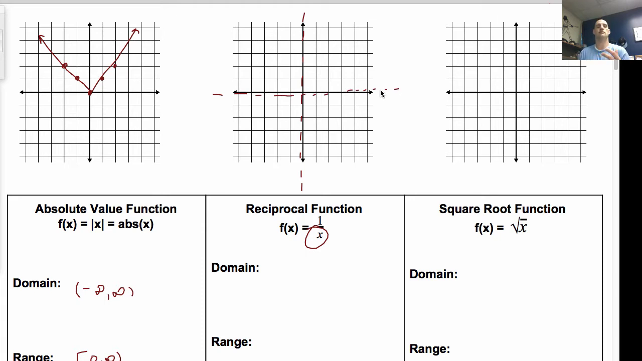Well, why? Because you can't make it 0, right? So how would you say 0 is equal to 1 over x? Well, 0x would equal 1. There's nothing times 0 that equals 1. So you've got an asymptote there. And this graph goes like this.